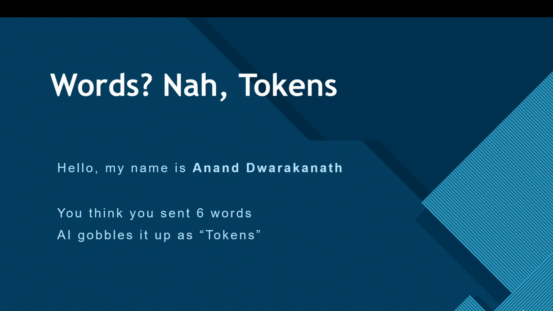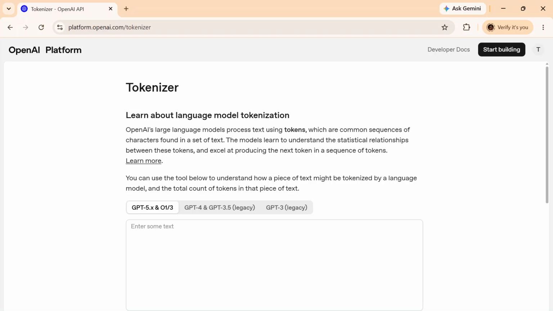Now you might ask, why does this matter? So when companies say this model supports 1 million tokens, they are not talking about words. Or when AI companies charge you money, they charge per token. Even prompt engineering becomes easier once you understand tokens. So let's dive in and see a small example. There is a tool called Tokenizer by OpenAI. So let's go in and type in a sentence.